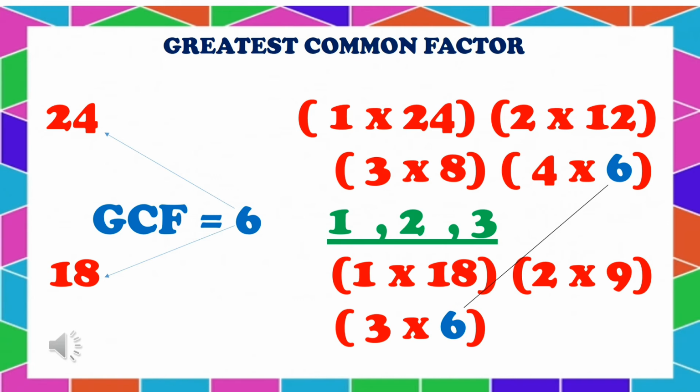Now, looking at their common factors, you have 3 as one of the common factors. You have also 1. And the last one, you have 6. Although they have common factors of 1, 2, and 3, since we are looking for the greatest common factor, we will choose 6 because 6 is the greatest common factor of 24 and 18.